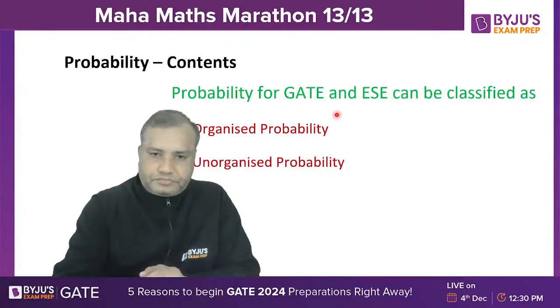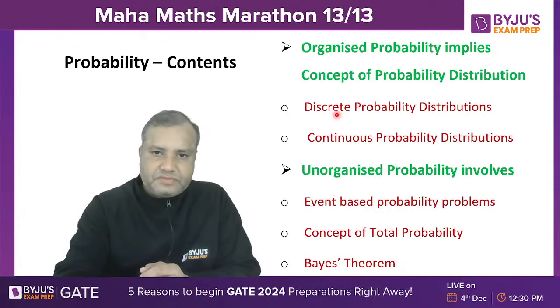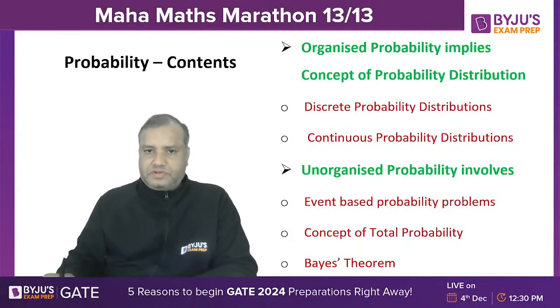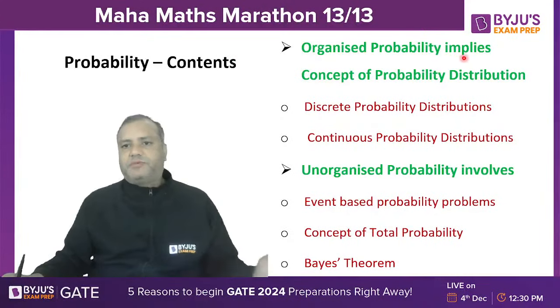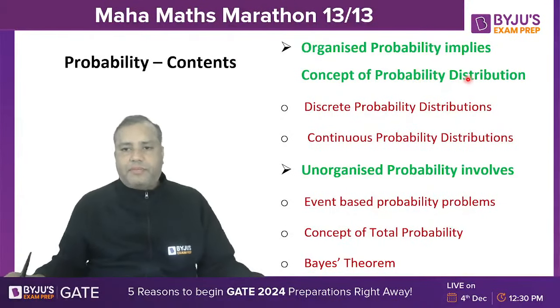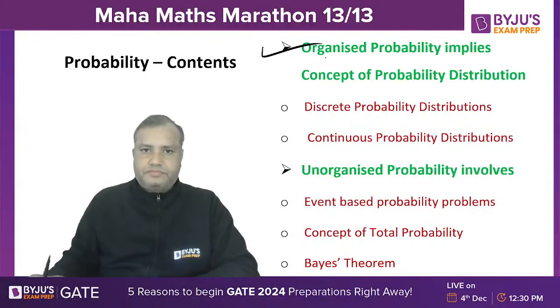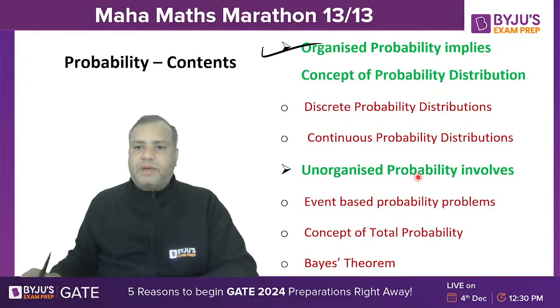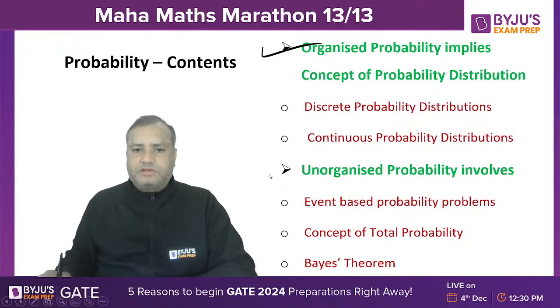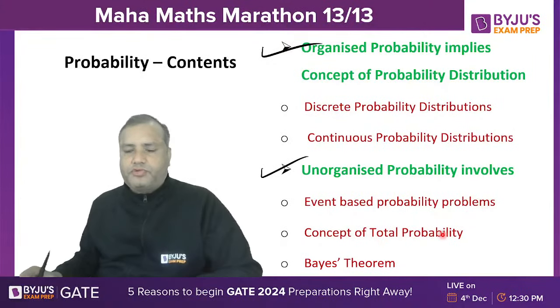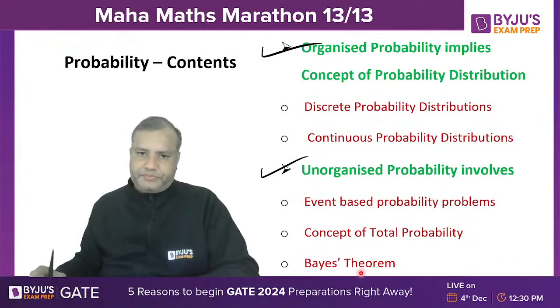Comfortable? See here. Organized probability implies the concept of probability distribution and unorganized probability involves event based probability, concept of total probability and Bayes theorem.